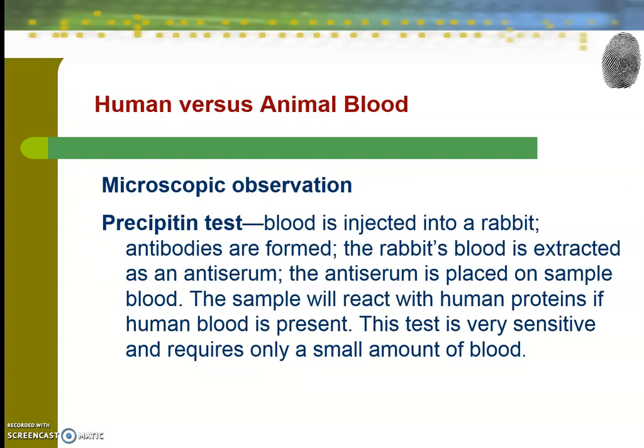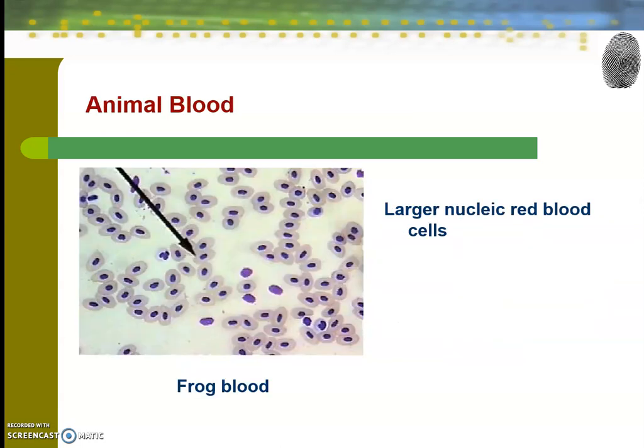If we are looking to determine whether it is animal blood or human blood found at a crime scene, they will use a test called the precipitin test. Blood is injected into a rabbit, antibodies are formed, and the rabbit's blood is extracted as an antiserum. The antiserum is then placed on the sample blood. If it reacts, it means there's human blood present. It's very sensitive and does not require a lot of blood, which is beneficial.